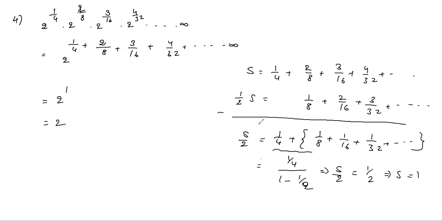Next, fifth problem. The fourth term of an AP is 3 times the first term, and the seventh term exceeds twice the third term by 1. So the seventh term is twice the third term, and it is more by 1. Find the common difference of the AP.